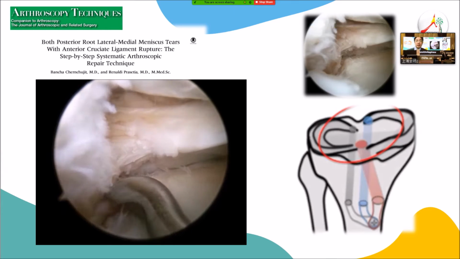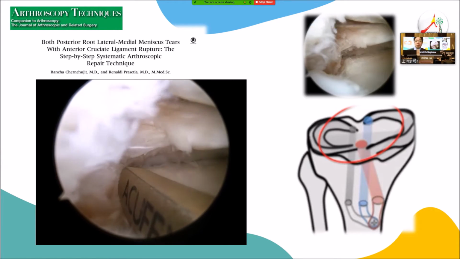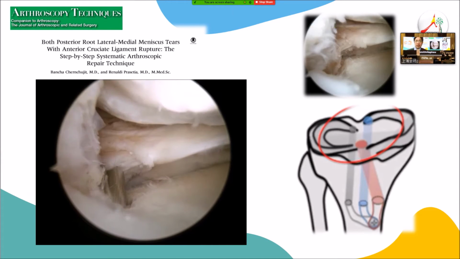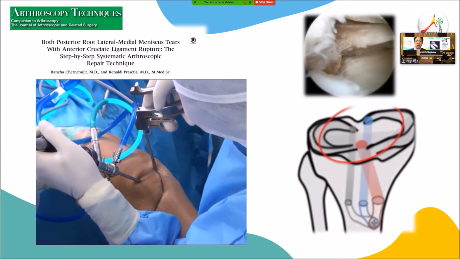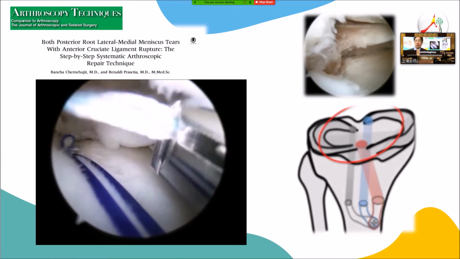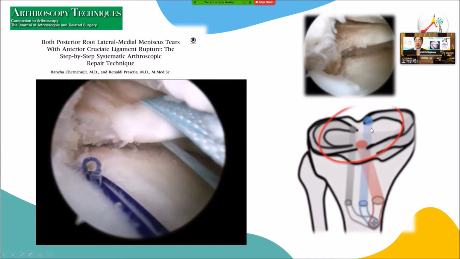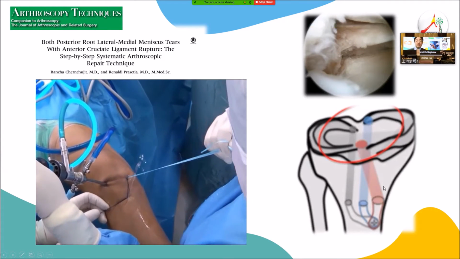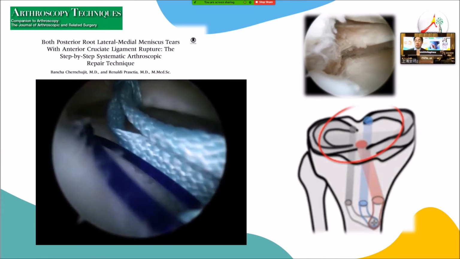In case you have the ACL together with the medial and lateral root tears, this is my report, a technique case report in Arthroscopy. This patient had a torn medial side, a torn lateral side, and also an ACL reconstruction. The way to do that, you need to make sure that the tunnels will not jam. So the two meniscus roots will be on the lateral side, and the ACL will be on the medial side. So this is the way to do the meniscus repair.